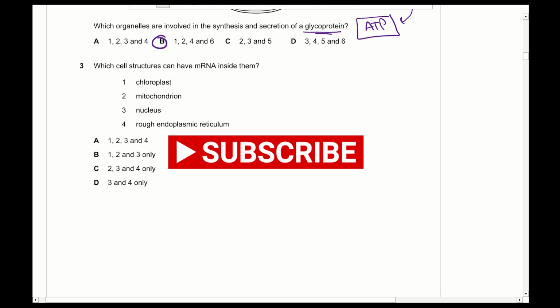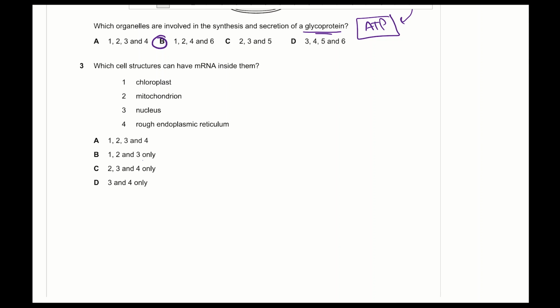Question number 3. Which cell structures can have mRNA inside them? So let's start with chloroplasts. We know that chloroplasts are found in plant cells and they have 70S ribosomes. And chloroplasts are able to synthesize their own proteins. Therefore, if they have 70S ribosomes, they must have mRNA to be able to translate this mRNA into proteins. Therefore, chloroplasts do have mRNA inside them. Now, mitochondria also have 70S ribosomes. Therefore, they are also able to synthesize their own proteins. However, they require mRNA in order to do so. Therefore, mitochondria can have mRNA inside them.